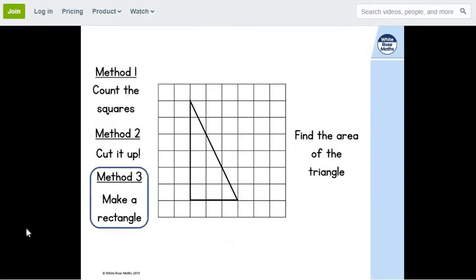Perhaps you chose method 3. Here's our rectangle. The area of the rectangle is 6 times 3, which is 18 squares. And the triangle is half of that, which is 9 squares.